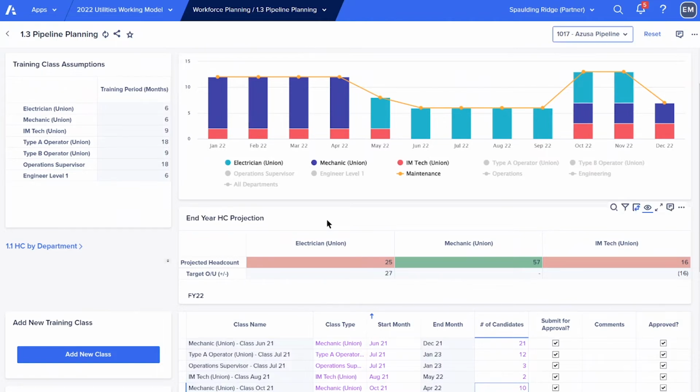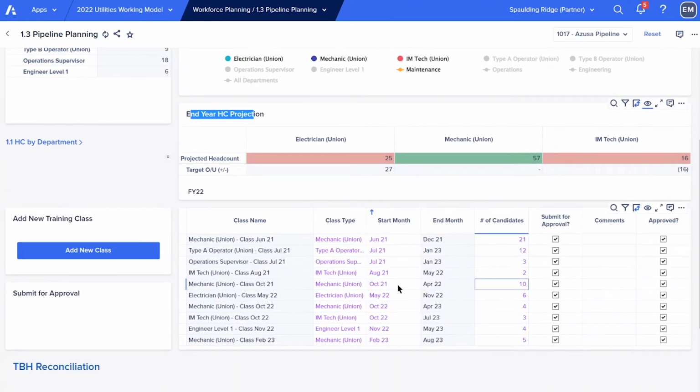So there's a few pieces of this dashboard I want to call out. First one is this end year headcount projection in the middle. So when I look at my union mechanics, based on the classes that I have in flight or planned, so I'm looking at the bottom here, I have exactly the number of mechanics at the end of the year that I'm expected to have, that my target headcount says I should have.